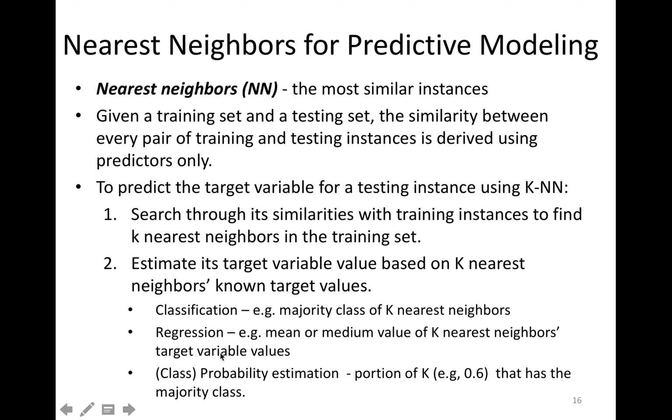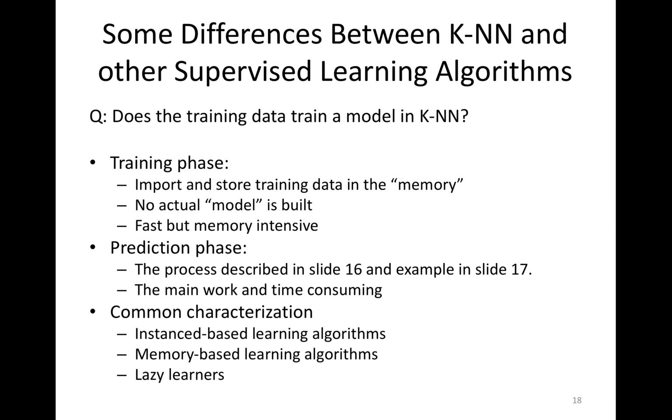For other tasks, which we will also try but won't go through in detail, such as estimating a numerical target variable in regression models, it's very similar. Out of the k nearest neighbors, instead of using the majority class, we can use the mean or median or some other function. These two are the most common ones. Similarly, for classification, if you're interested in the probability that David belongs to the yes class or the no class, you can calculate the proportion of the k nearest neighbors that have the majority class, which, if k equals 5, is 0.6. That's an example.